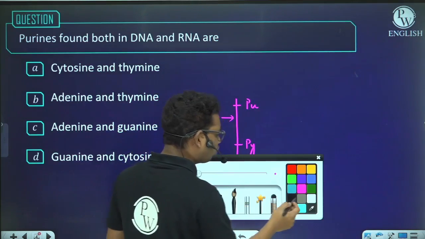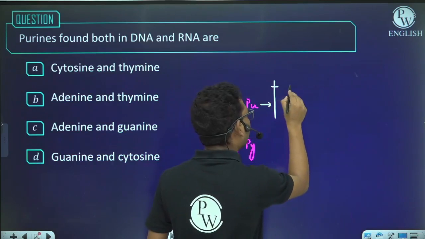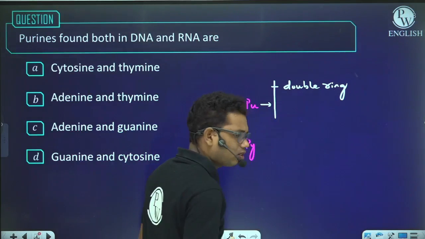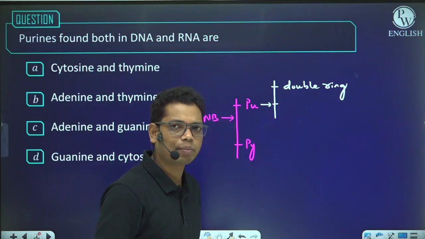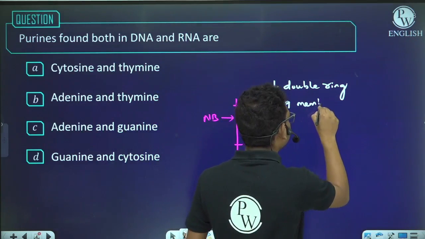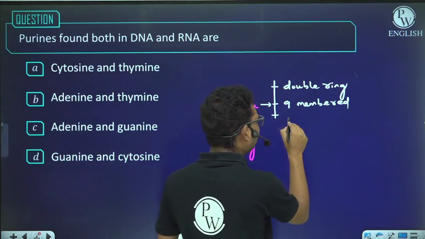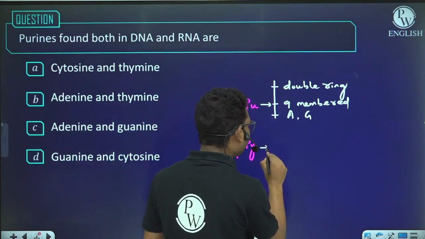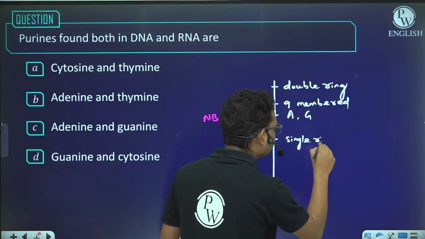So what about the purine and pyrimidine? Remember one thing, the purine has 2 rings, so I will call this a double ring structure. And how many members are there in its ring? 9 members. So I will call this 9 membered. And what are the examples of purine? One is adenine and second is guanine. These are the examples of purine. What about pyrimidine then? This pyrimidine is a single ring structure.